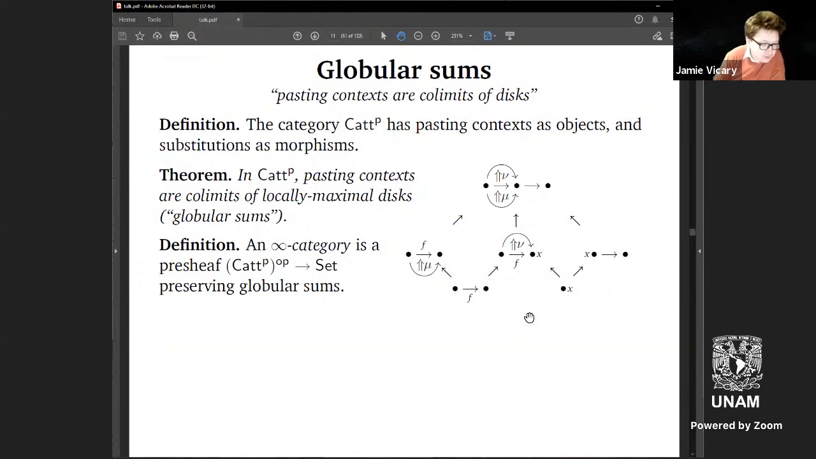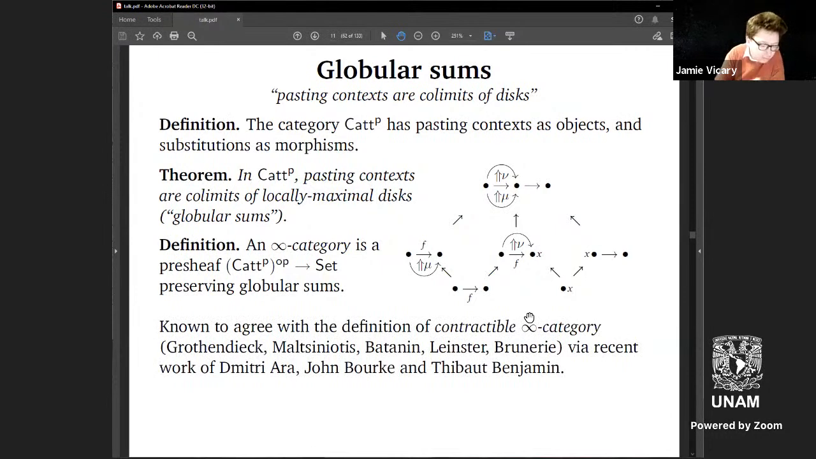So this is not my definition. This definition in this form goes to Eric Finster and Samuel Mimram in that Lics paper that I referenced earlier from a few years ago. This is known to agree via a huge chain of work done by other people. The original definition of contractible infinity category goes back to Grothendieck, and Maltsiniotis cleaned it up a bit. They work really with infinity groupoids. Batanin said, hang on, this also works for infinity categories, not just infinity groupoids. Tom Leinster wrote a whole book about this. Ben Reid did some nice stuff recently. And it's known that all these people's work is basically equivalent.